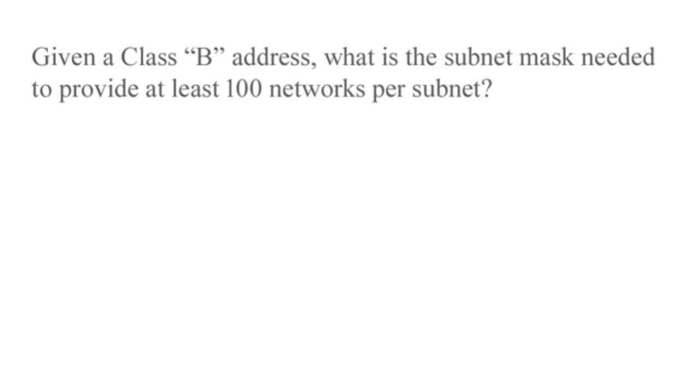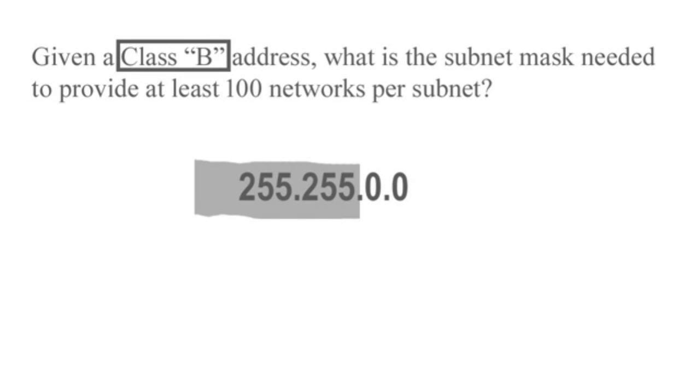Given a Class B address, what is the subnet mask needed to provide at least 100 networks per subnet? Now, don't let the fact that this is a Class B network bother you, okay? All it means is that instead of only having 8 bits to play with in the last octet, now you have 16 bits to work with in the last 2 octets. There's 8 bits per octet. So here's how we solve this.